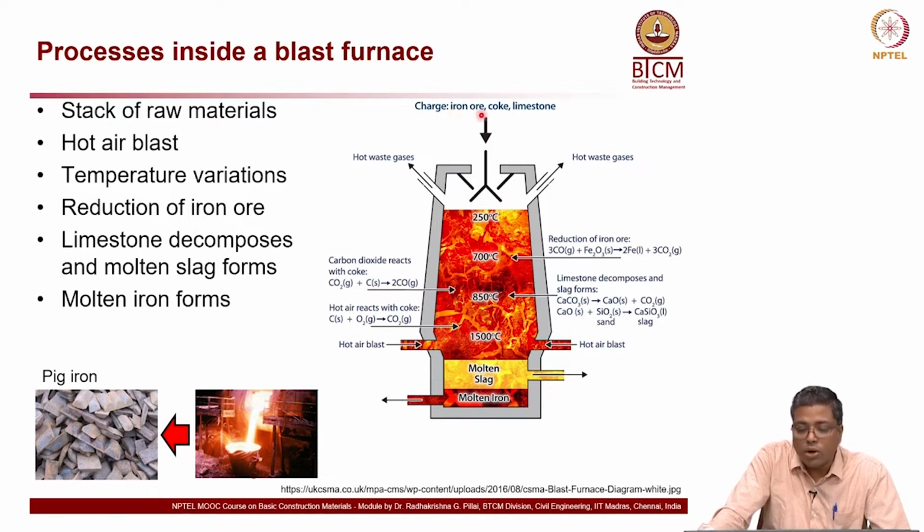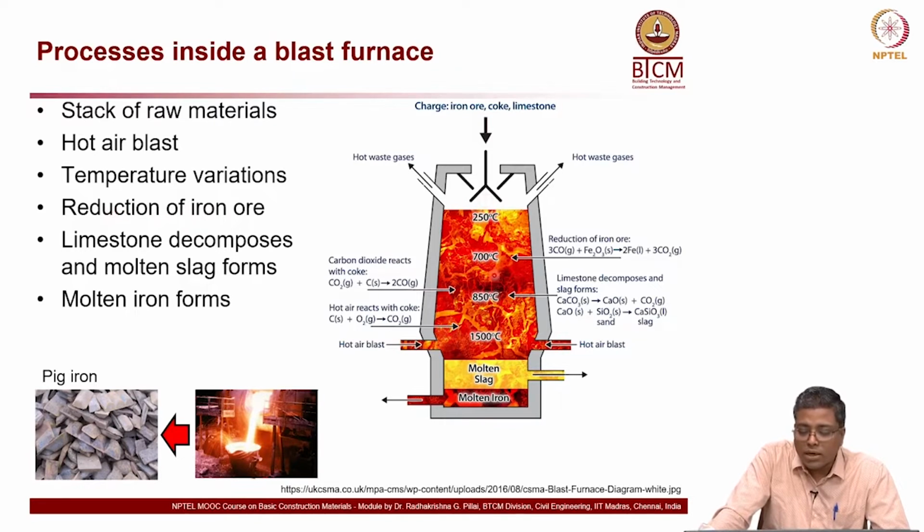You are putting in the iron ore, typically hematite, then coke and limestone. All these are placed through this hopper and stacked inside the furnace. Then you have this hot air blast, which is almost at the bottom of the furnace, and because of this hot air there is a temperature variation. At the bottom it is 1500 degrees Celsius. As you move up, 850, 700, and up to about 250 degrees Celsius at the top of the furnace.